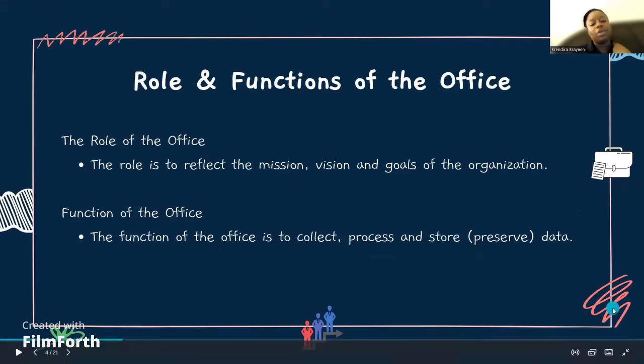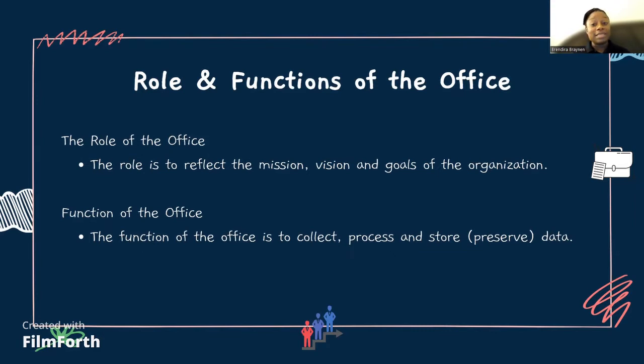Roles and functions of the office. The role of the office is to reflect the mission, vision, and goals of the organization. Like I said earlier, the office is a big support system for the business and its leaders, its employees, and it's crucial to proper business management. The office is to collect, process, and store or preserve data.